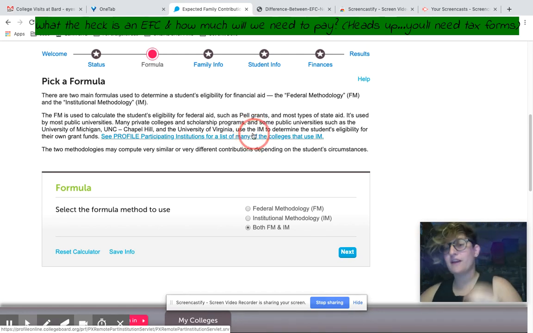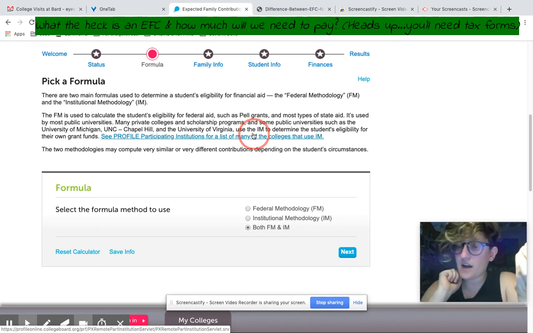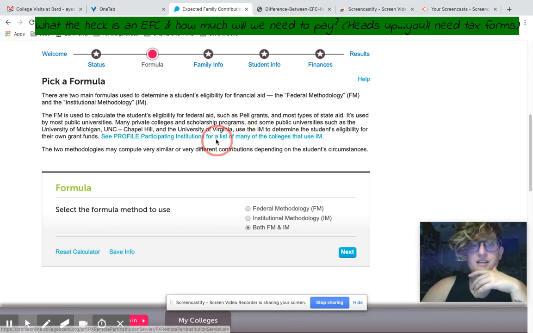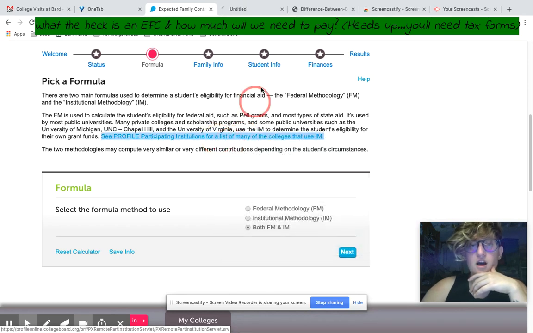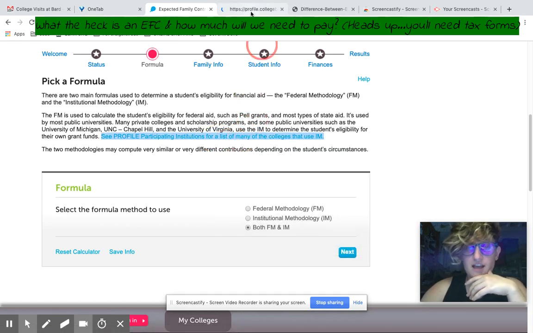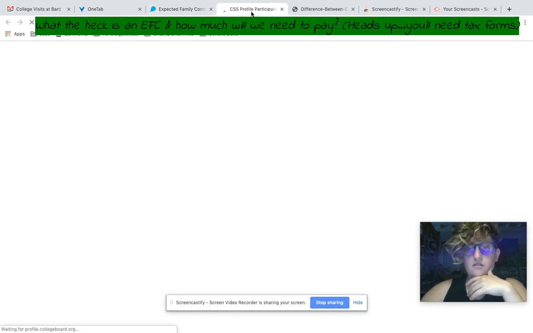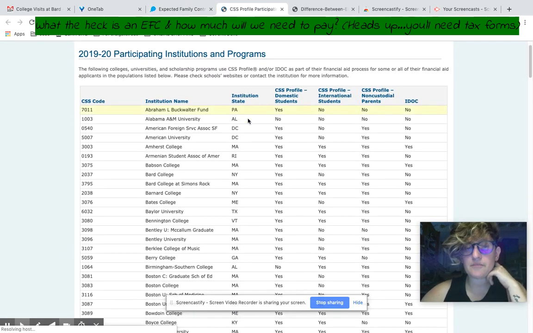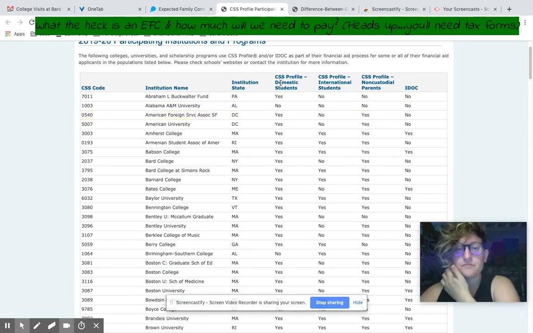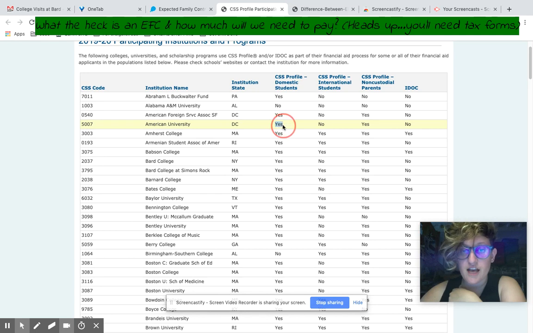So this is a big deal, right? You might be eligible for one amount of money at one school and another amount of money at another school. So you can see a list of schools that use the IM here. Let's open this up. So we see, okay, yes and no. American University, yes, meaning CSS Profile, meaning they're going to be using the IM. So if it says yes, they use the IM. Amherst College, Babson College, Bard College use the IM.